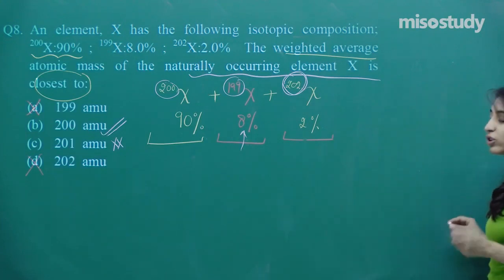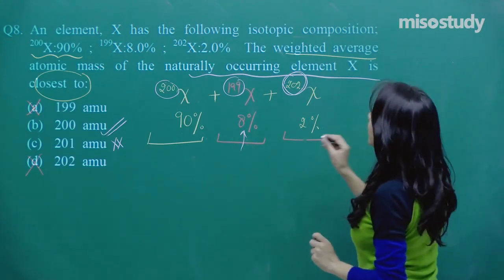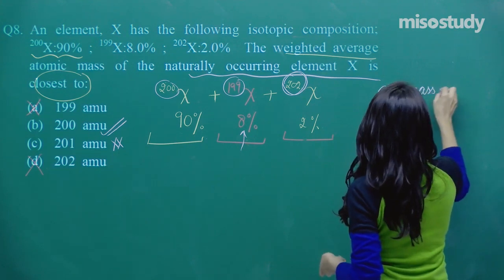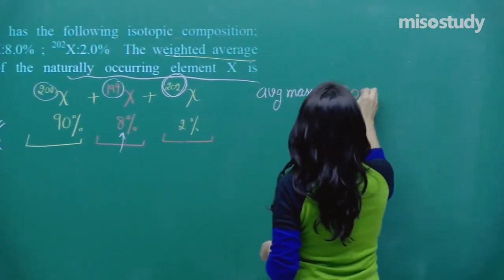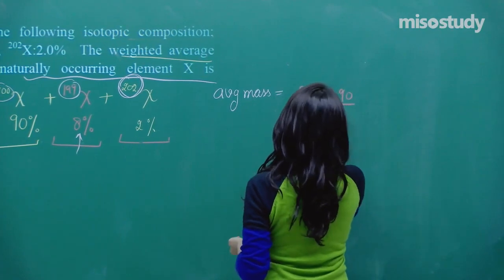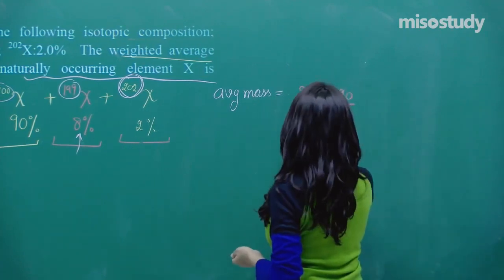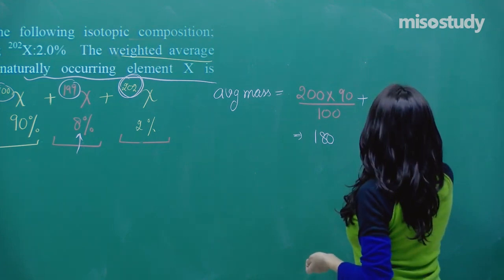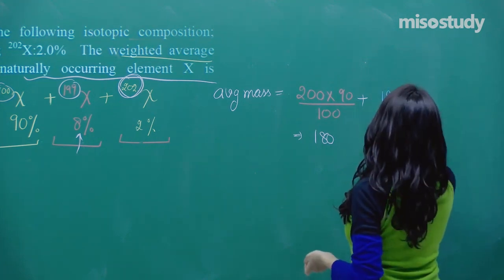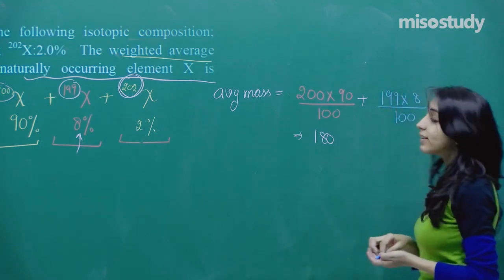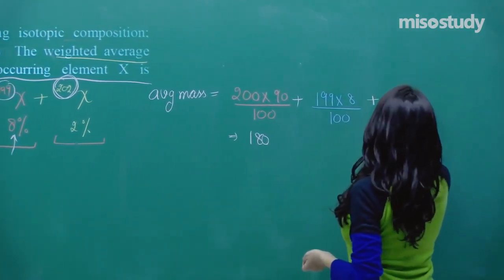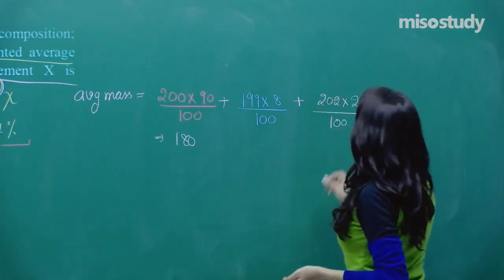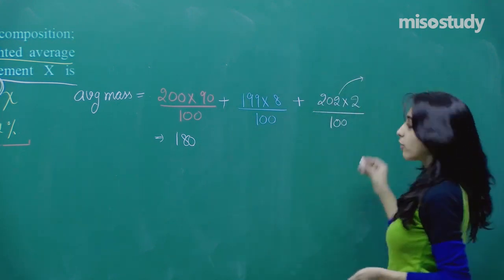And now if you want to do the question properly, theoretically, in a traditional way, you will say the average mass will be equal to 200 into 90 by 100, which will come out to be 180, plus 199 into 8 divided by 100, plus 202 into 2 divided by 100, right? So this will come out to be 404 divided by 100, 4.04, right?